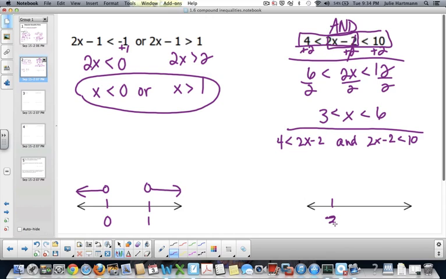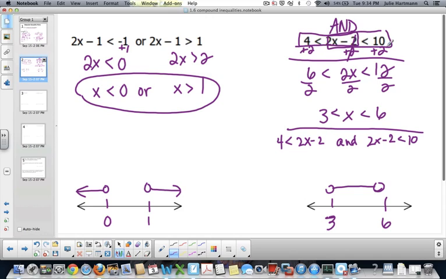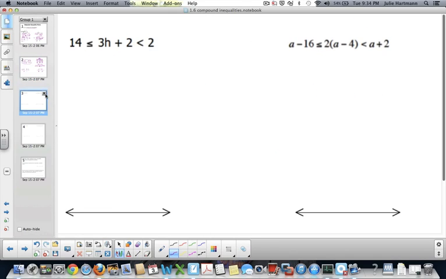You have 3, you have 6, both open circles, and x is in between. So I shade in between. Now, the one difference with problems like this one, if you happen to have a problem where there are variables everywhere, you cannot solve it by, say, dividing everything by 2. You actually do have to write it out.